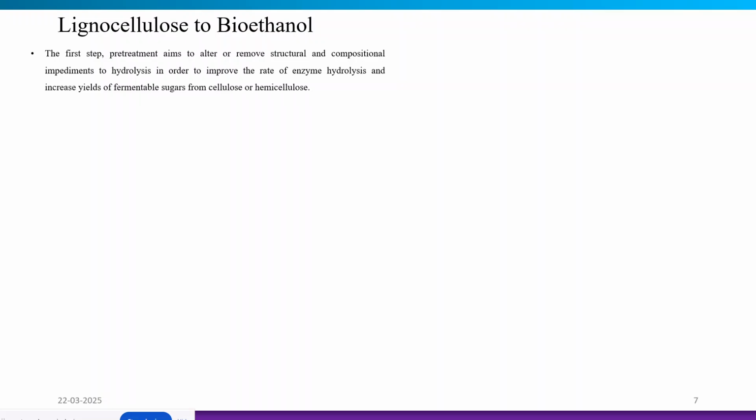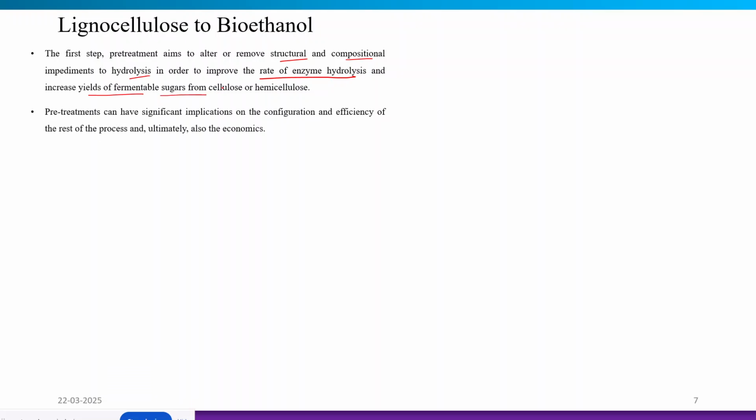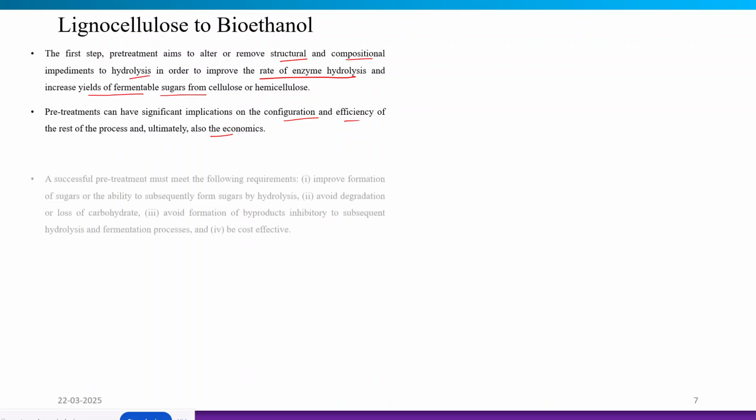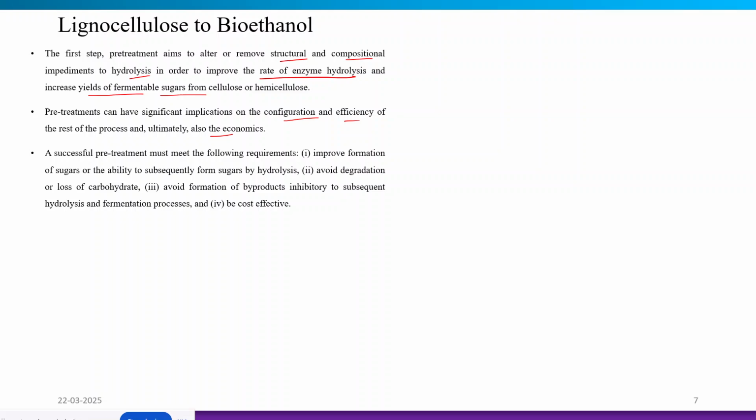So when we are considering the pretreatment process, it aims to remove or alter some structural and compositional impediments to hydrolysis in order to improve the rate of enzymatic hydrolysis. Also, there will be an increase in the yield of fermentable sugar from the cellulose or hemicellulose feedstock. So this pretreatment can have significant implications on the configuration as well as efficiency of the rest of the process, and ultimately it will affect the economics. The pretreatment process has a lot of impact on the overall economy.